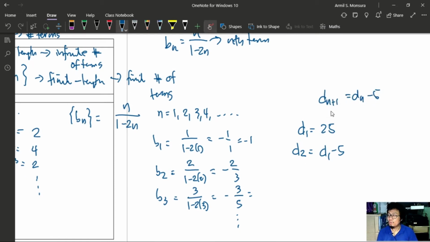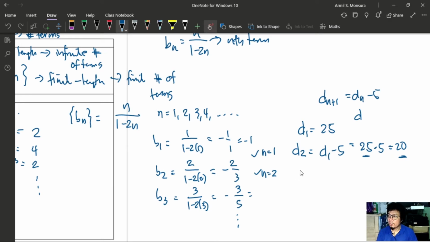If you're talking about n equals 1, this is d1 and this is d2. So d2 equals d1 minus 5, and d1 is 25. So 25 minus 5, that's 20. So you needed this information, which is your previous term, to determine the present term. The present term is the one that we are currently evaluating. So for n equals 2, again, this is the current term that we are evaluating.